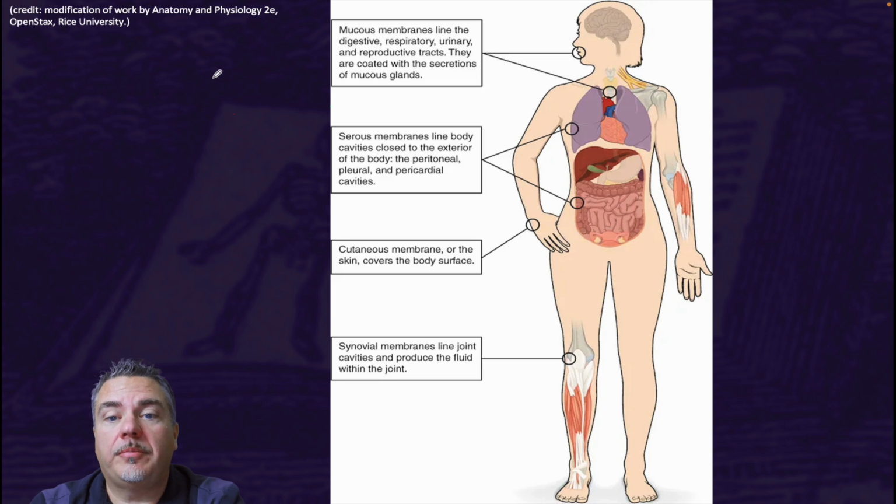So some examples would be the mucous membranes that line the digestive, respiratory, urinary, and reproductive tracts. They are coated with secretions of the mucous glands. The serous membranes that line body cavities close to the exterior of the body, like the peritoneal, pleural, and pericardial cavities. The cutaneous membrane, or the skin, covers the body's surface. And synovial membranes line joint cavities and produce the fluid within the joint.